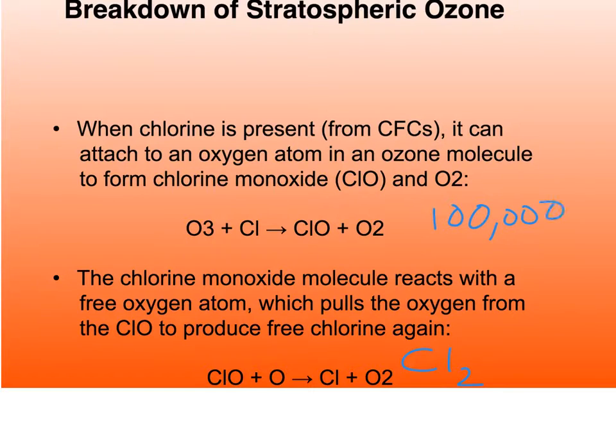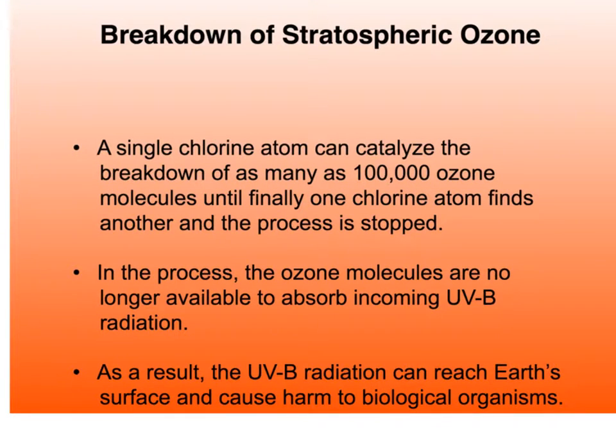So up to 100,000 other reactions with ozone, right? So it's a catalyst in that reaction. Okay, so a single chlorine atom can catalyze the breakdown of as many as 100,000 ozone molecules until one chlorine atom finds another, and the process is stopped.